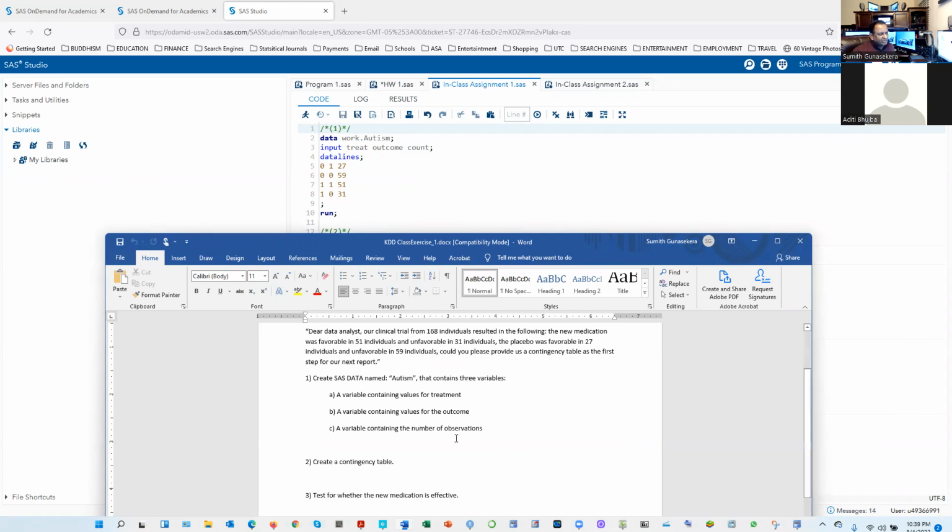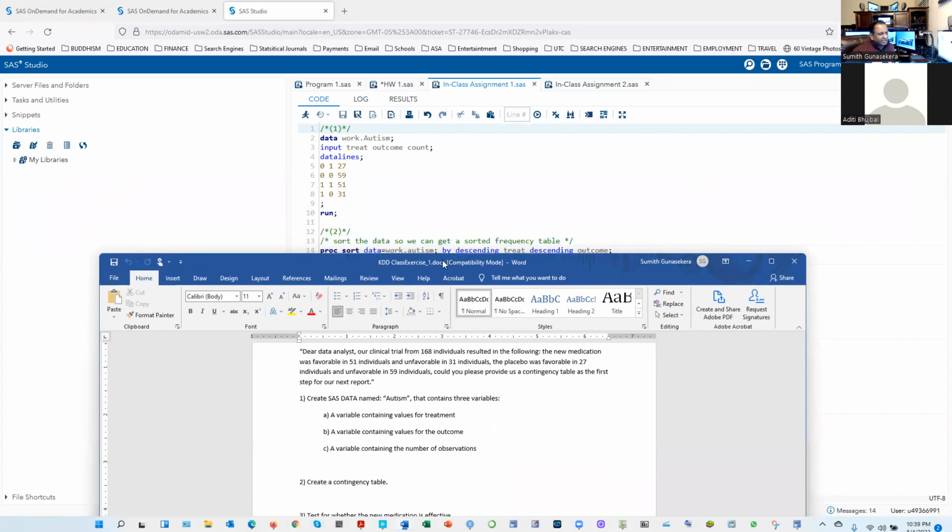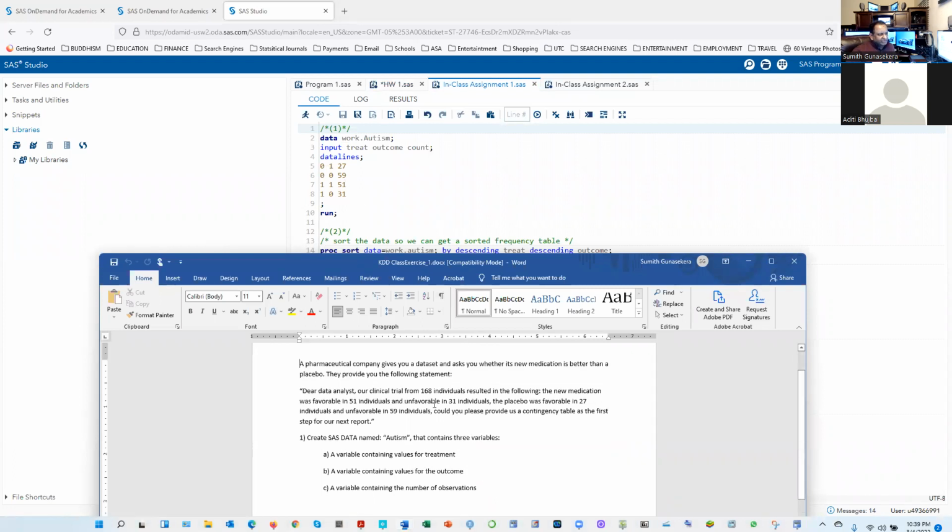Outcome. I call outcome the number of observations. I'm going to call the count, and then I built up. They gave all the information. Based on the information here, the new medication was favorable in 51 individuals.